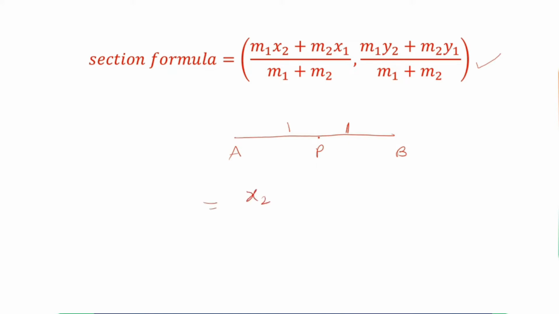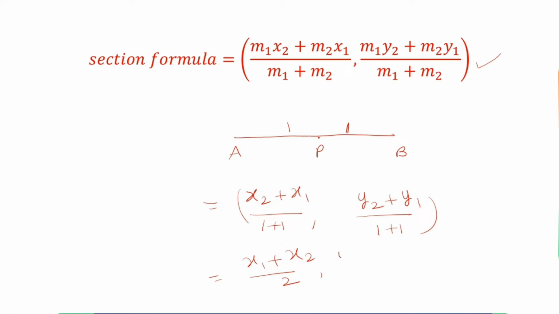1 into x2 plus 1 into x1 by 1 plus 1, and 1 into y2 plus 1 into y1 by 1 plus 1. Therefore, the formula is (x1 plus x2) by 2, (y1 plus y2) by 2. So this is the midpoint formula. To find the midpoint of a line segment, take the sum of x coordinates by 2 and the sum of y coordinates by 2.